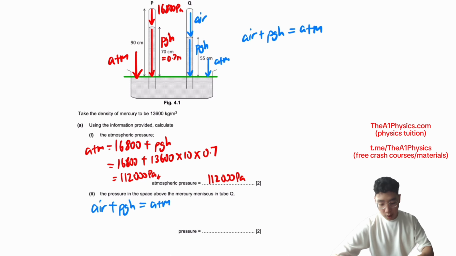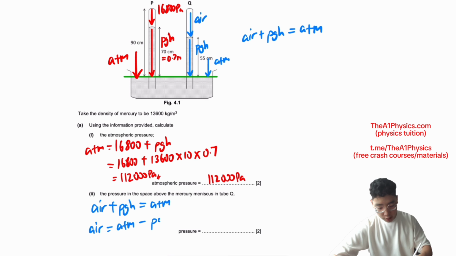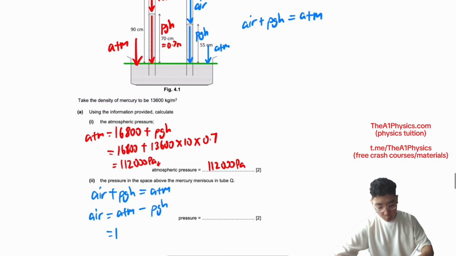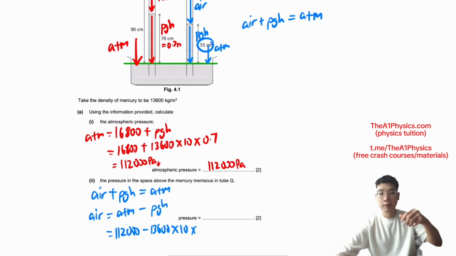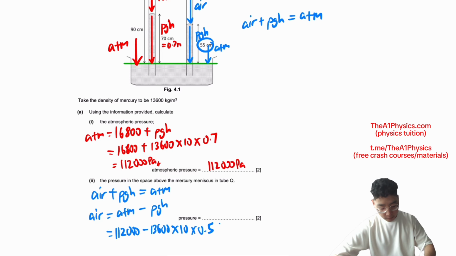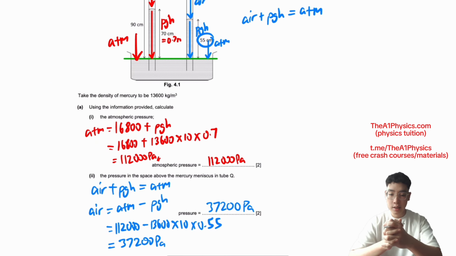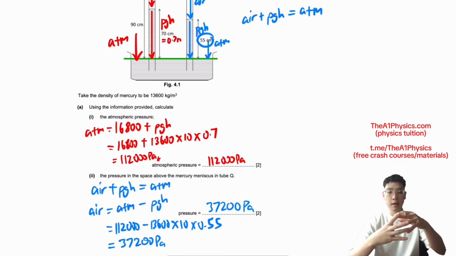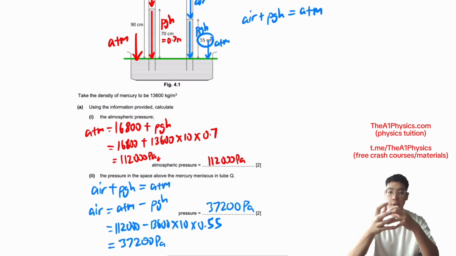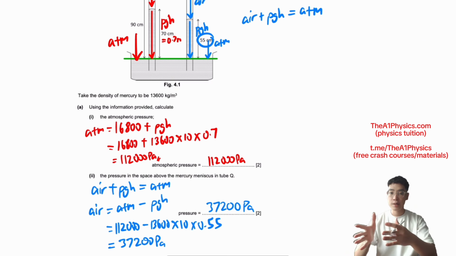Rearranging this equation, we will get air equals atmosphere minus rho GH. So atmosphere we know is 112,000, rho GH we know is 13600 times G times H, which is 0.55 meters. And the answer for this question is 37200 pascals. So for manometer and barometer questions, it's just about drawing the line and writing down the pressures on both sides and making your equation to equal the pressure on both sides.